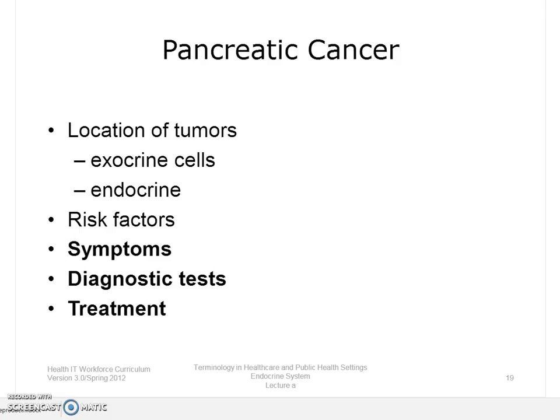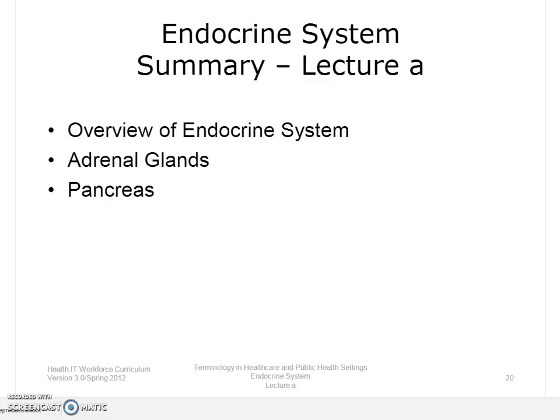Each type of tumor has different symptoms, and each is diagnosed using a different diagnostic test. Treatment options and survival rates vary depending on the type of tumor identified. Possible treatments include surgery, radiation, and chemotherapy. Treatment is determined by the stage of the cancer. Staging refers to how far the cancer has progressed. In summary, we have covered the adrenal glands and pancreas and provided a general overview of the endocrine system.